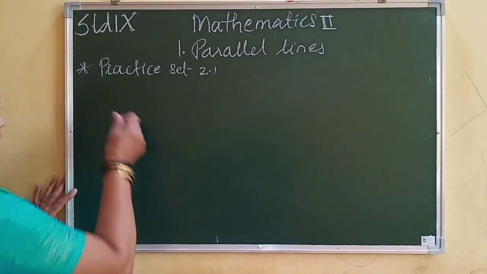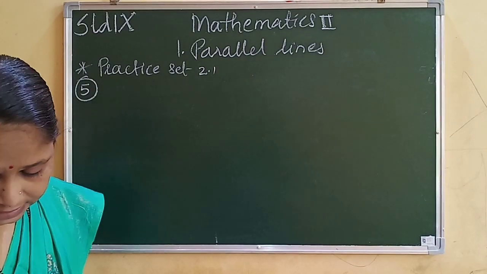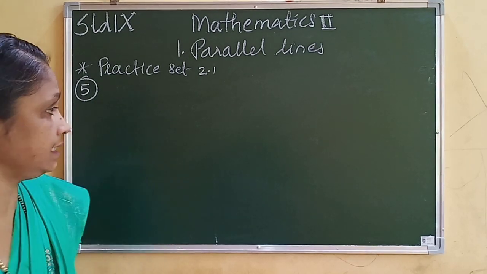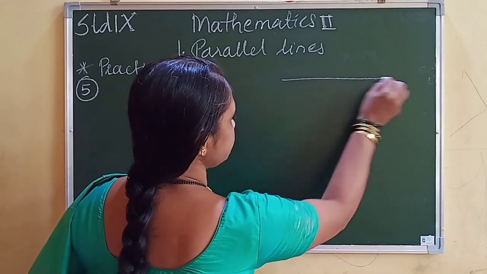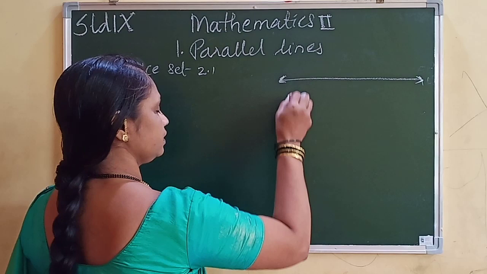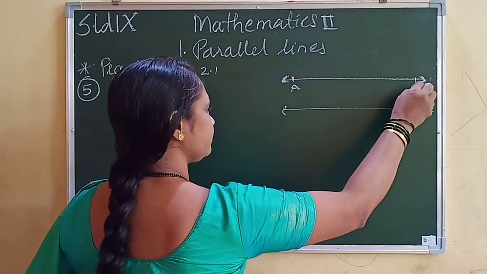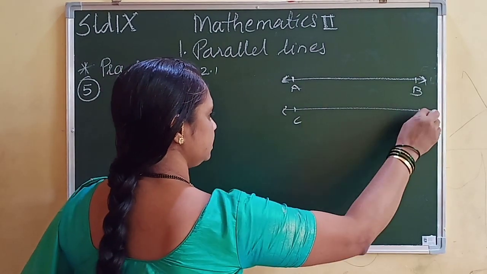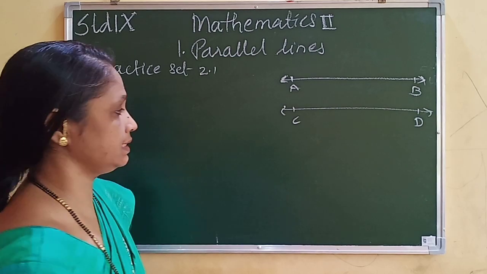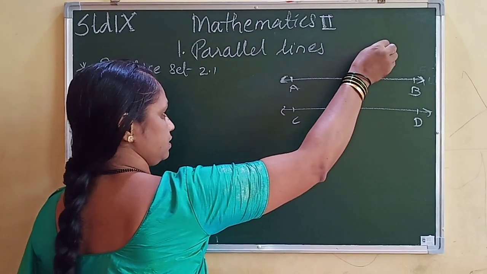Example number 5, and write it this way in your notebook also, so that studying becomes easy. Now in the given figure, line AB is parallel to line CD, and PQ is the transversal.